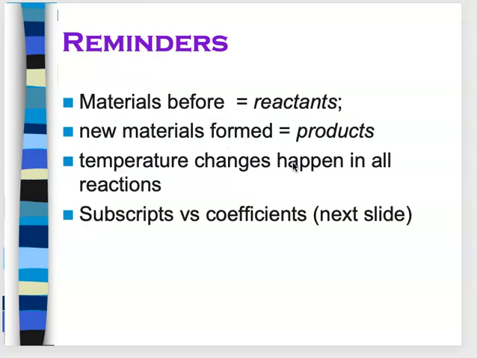Some vocabulary reminders before we get started. The materials that you find in a chemical reaction before you get started are called the reactants. The materials that are formed at the end of a chemical reaction are called products. Temperature changes happen in all chemical reactions. We're going to look at the vocabulary terms subscripts and coefficients on the next slide.